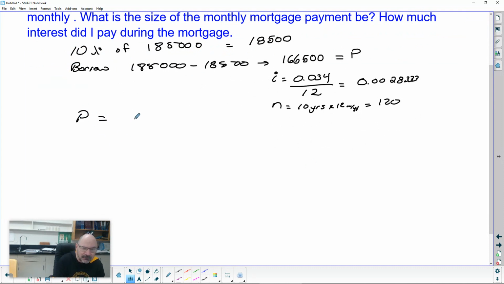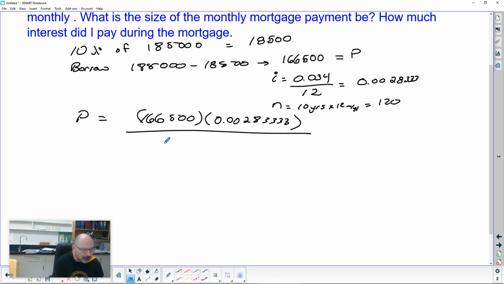Okay, so we've got to figure out what the size of our payment's going to be. So that's just going to be the principal times the interest rate, and now my interest rate is still on there, so I can still multiply that out. And then I've got, of course, 1 minus 1 plus the rate to the negative 120.